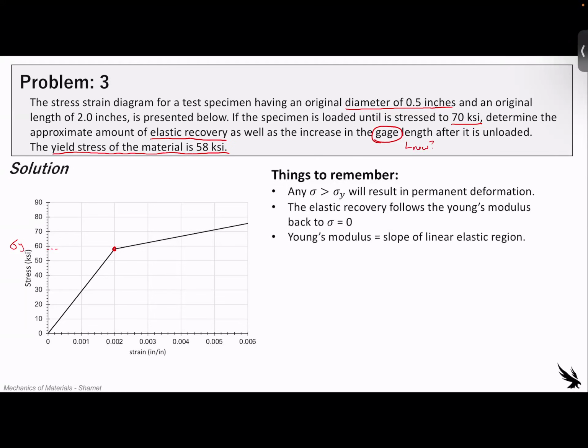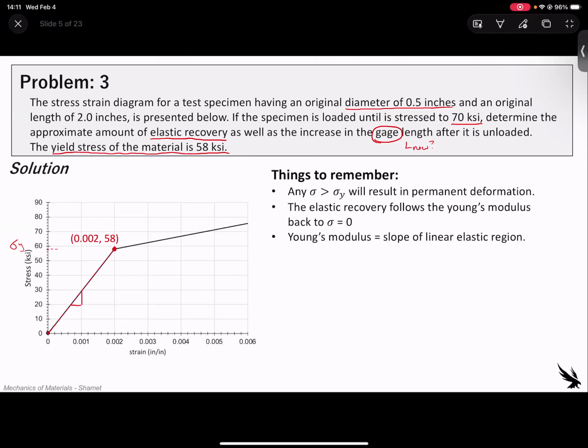So remember that the Young's modulus is the slope of the linear elastic region, which means it's this right here. This is something we're going to have to calculate in order to find it correctly. So let's go ahead and do that. Slope of this region, nice and easy, rise over run, 2 points. 58 KSI divided by 0.002 inches over inch. That means our Young's modulus is about 29,000 KSI.